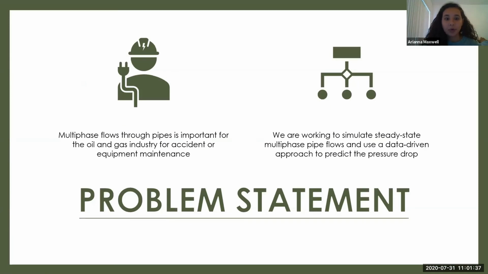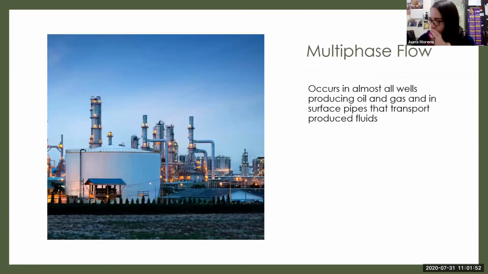Multi-phase flow through pipes is important for the oil and gas industry to prevent accidents or maintain equipment. And we want to predict the pressure drop using machine learning, and we are going to simulate the steady state multi-phase flows. Multiphase flows occur in almost all wells that produce oil and gas and in the pipes that are transporting these fluids.